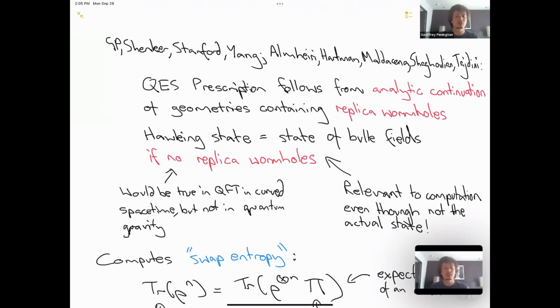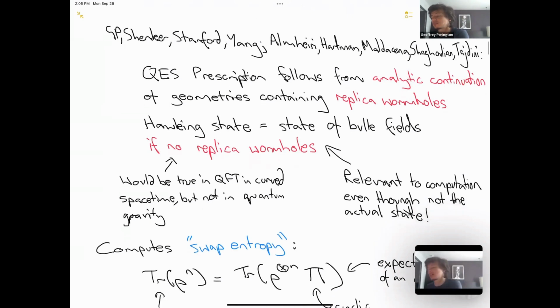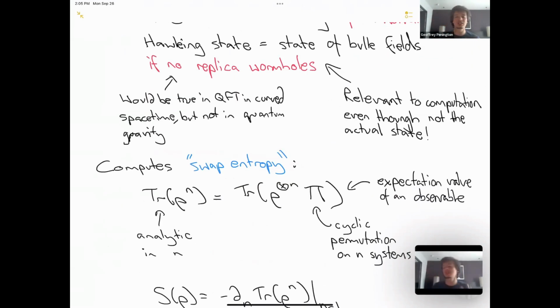Okay, so just to be a bit more explicit about that, what these Page curve calculations are really computing, and hopefully this story will be relatively familiar to a large number of you, is what Maxfield and Marolf dubbed the swap entropy, which is: imagine we take n copies of a system and we want to compute the trace of rho to the n.